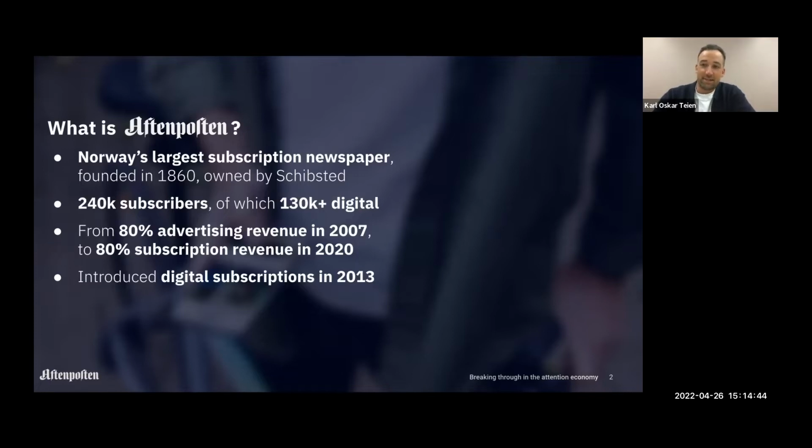So we changed all that, and now we're in a pretty good spot where we can say that we are digitally sustainable. So if we were to cut our print production today entirely, we would still be profitable as a company. So I think that's a real milestone for us, and says a lot about what we've achieved in the digital domain.